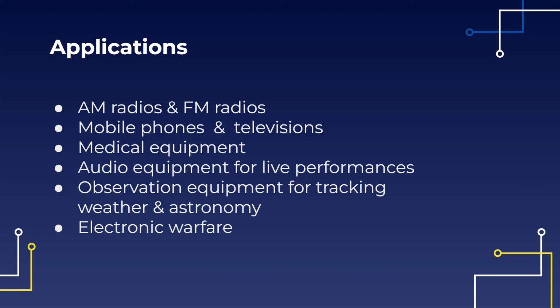So let's move on to some applications of this experiment. All electronics are susceptible to signal interference. Some common examples of electronics that we use in our everyday lives that have to mitigate signal interference include radios, phones, and televisions. Some more specialized examples include medical equipment, audio equipment for live performances, observation equipment for tracking weather and astronomy, and electronic warfare, often in the form of radio jamming or EMPs.